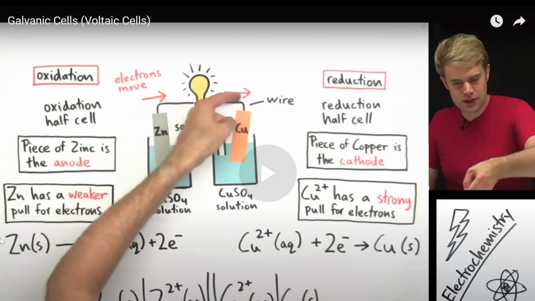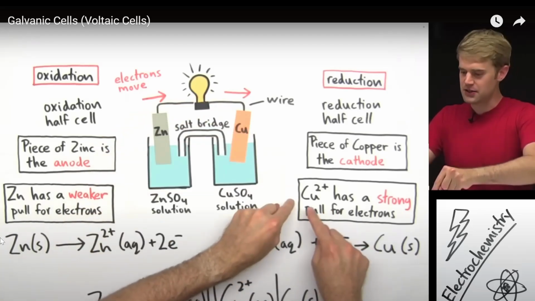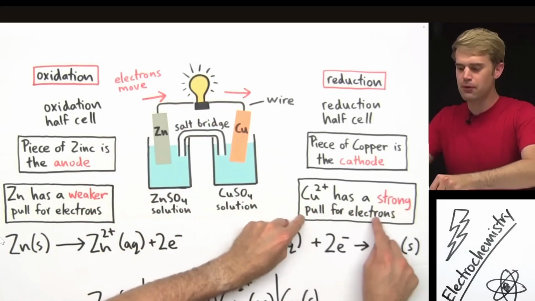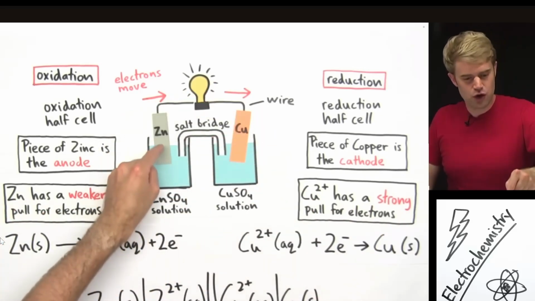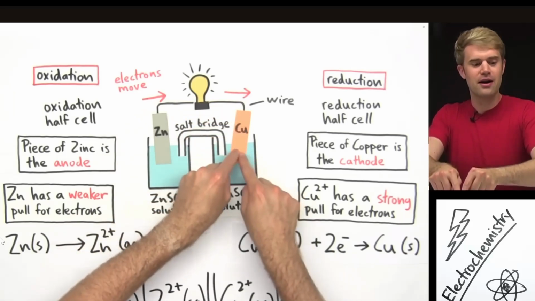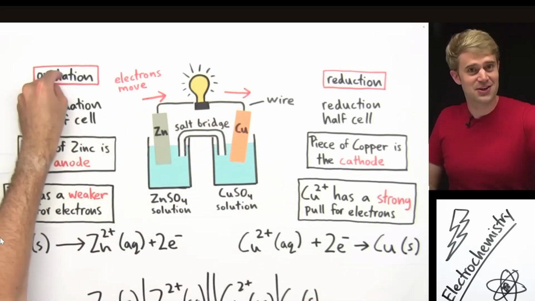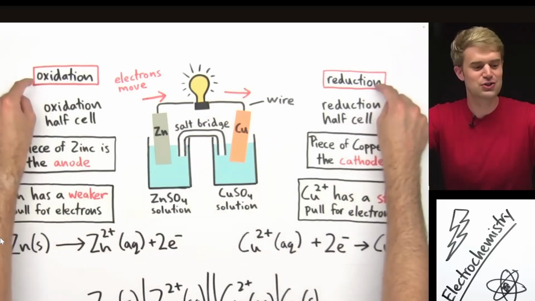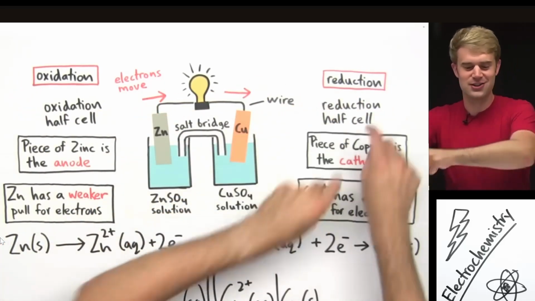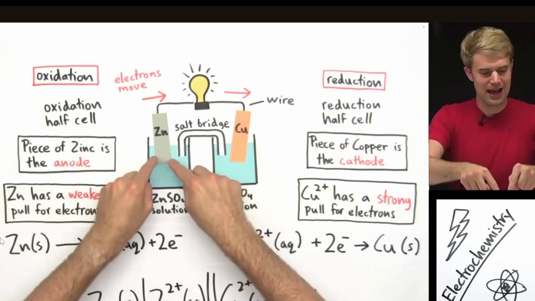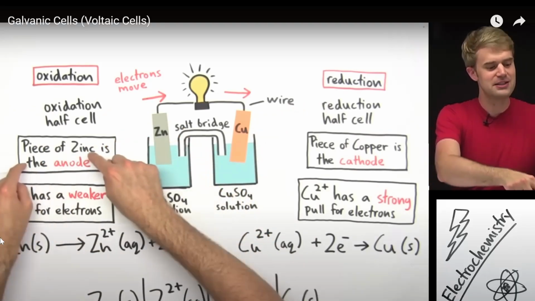Electrons start flowing from the zinc to the copper. And that's because copper that's in the solution has a strong pull for electrons, whereas the zinc has a weaker pull, so the copper wins. As electrons move from the zinc to the copper, they are lost in the zinc, so oxidation takes place, and they're gained here in the copper, so reduction takes place over here. We call this the oxidation half cell, and we call this the reduction half cell, because oxidation is happening over here.